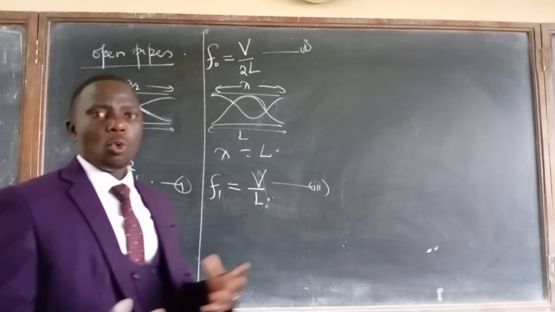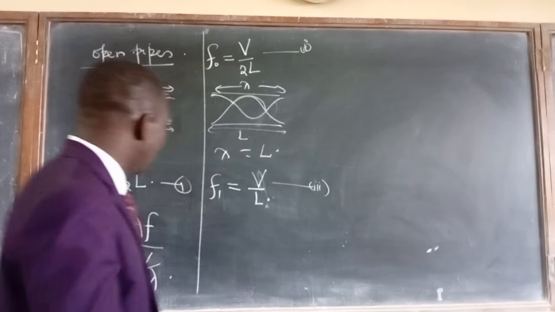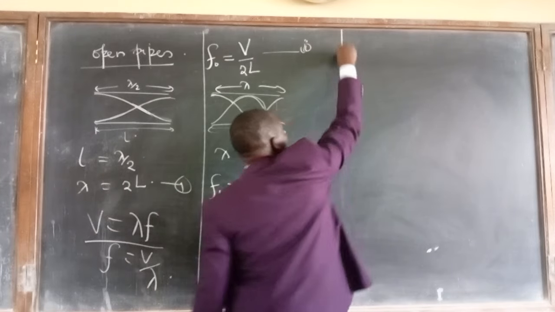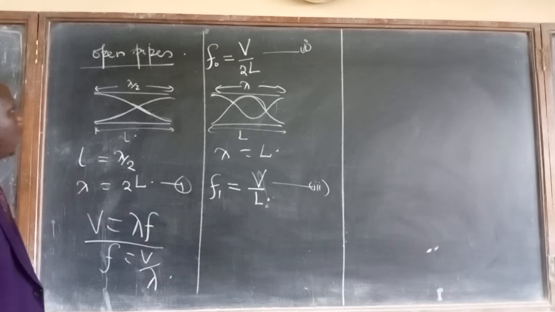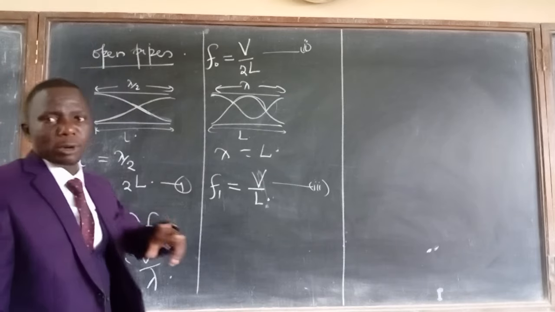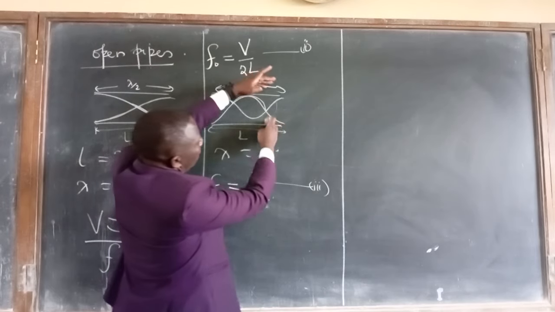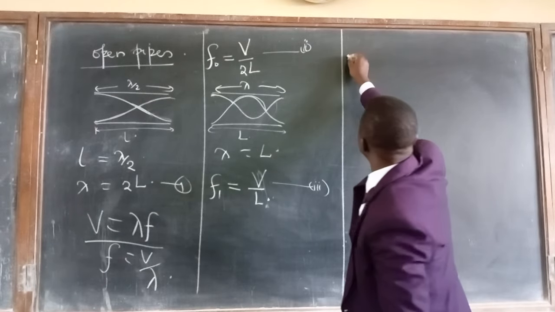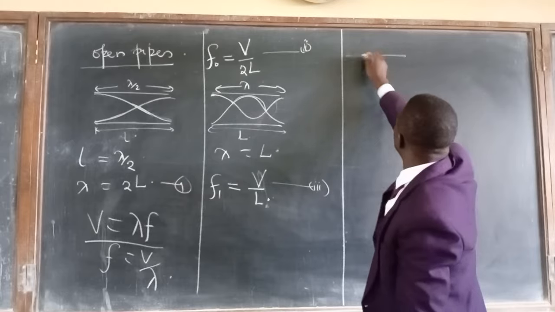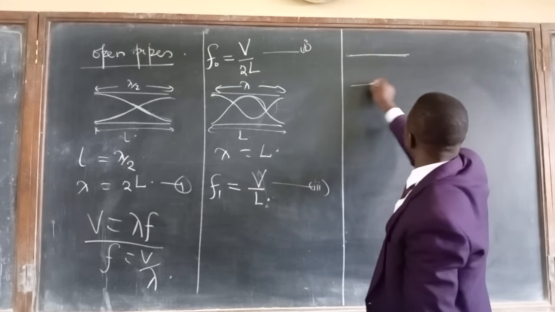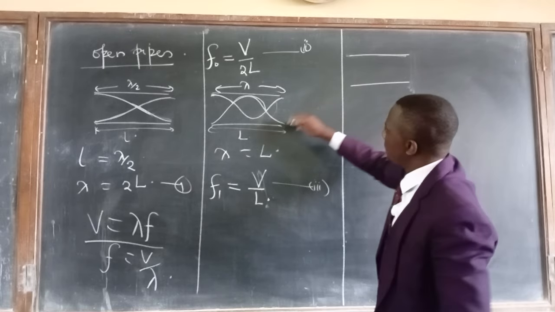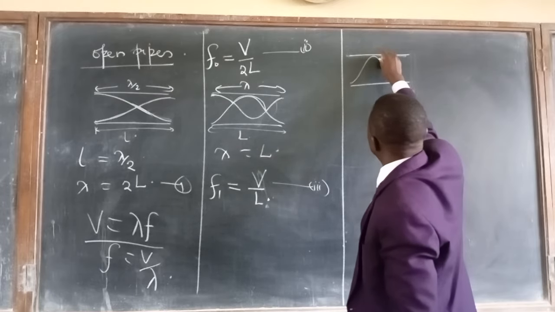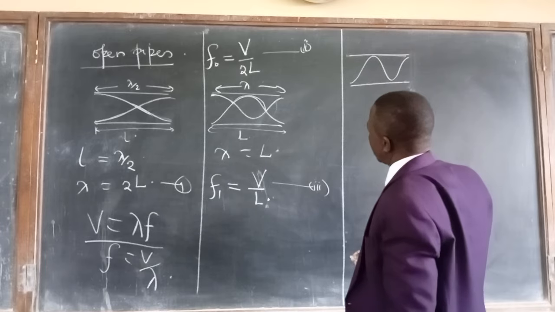Can we check one more? Yes, we can check one more, then we shall come and prove something. For the next, what is the next possible mode of vibration? It would be like this one, with another point where there could be a meeting point. If I still have a pipe of the same dimensions, the next possible mode of vibration would be this, and that.